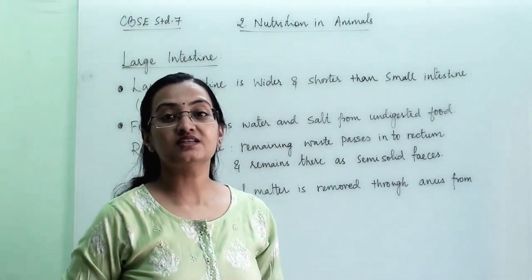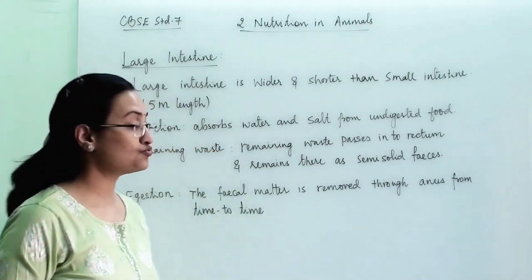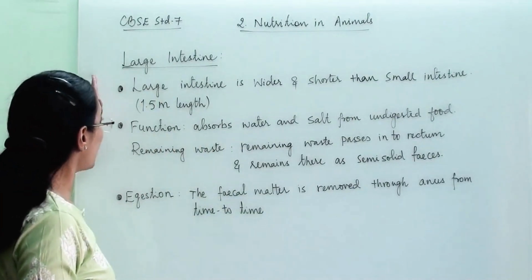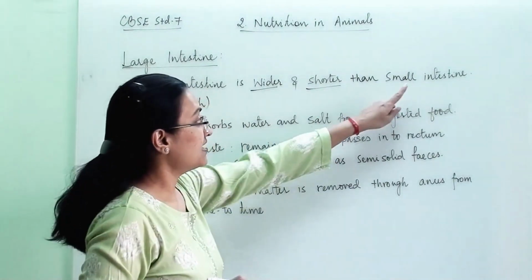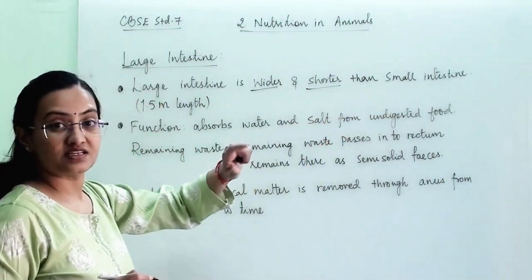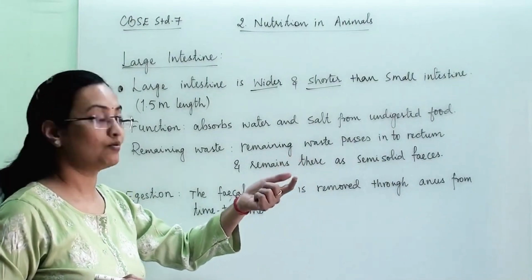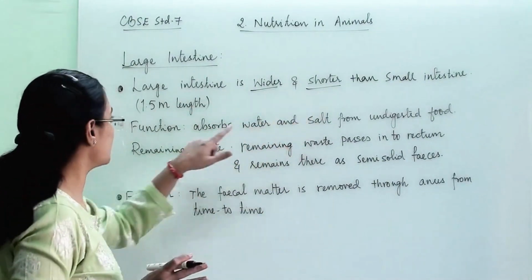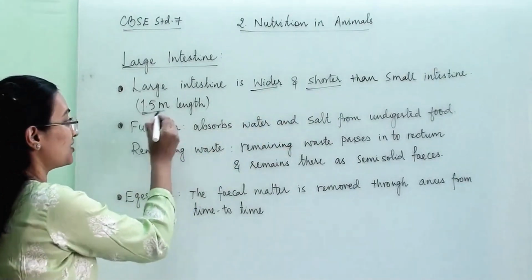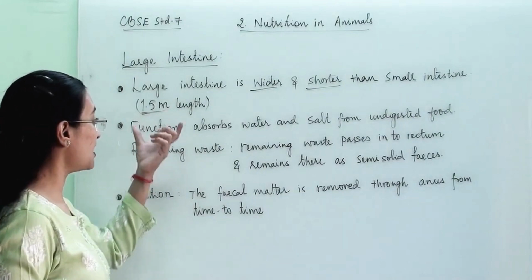Today we are going to understand the large intestine from the second chapter, that is nutrition in animals. So large intestine is wider and shorter than small intestine. Small intestine, we have seen earlier, is the longest organ in our body. But large intestine is wider and shorter than small intestine. Its length is 1.5 meter. Now let us understand the function of large intestine.